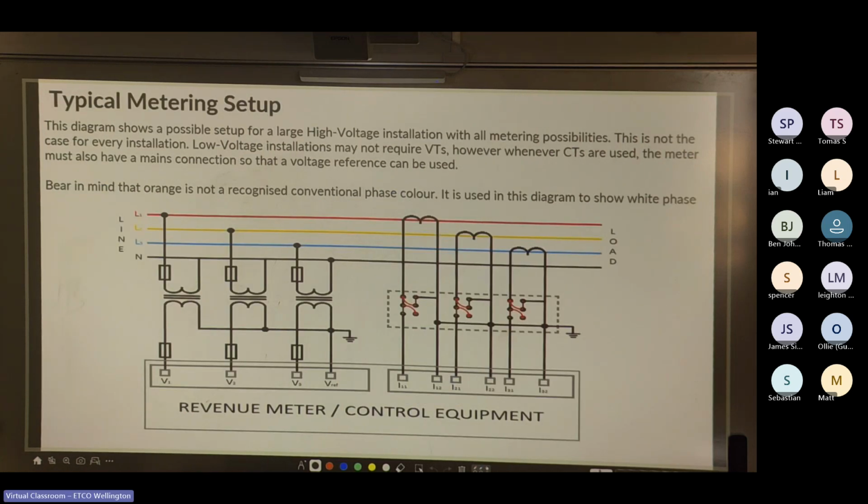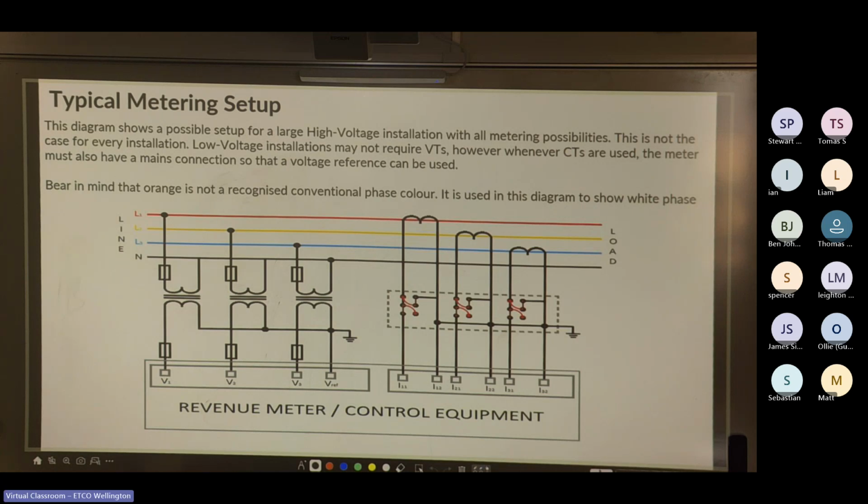So here we have a typical metering setup. This diagram shows a possible setup for a large high voltage installation with all metering possibilities. This is not the case for every installation. Low voltage installations may not require VTs. However, whenever CTs are used, the meter must also have a mains connection so that a voltage reference can be used. Bear in mind that the orange is not a recognized conventional phase color. It is used in this diagram to show white phase.